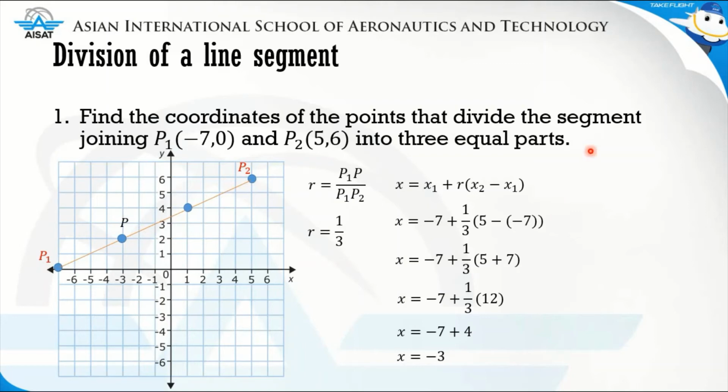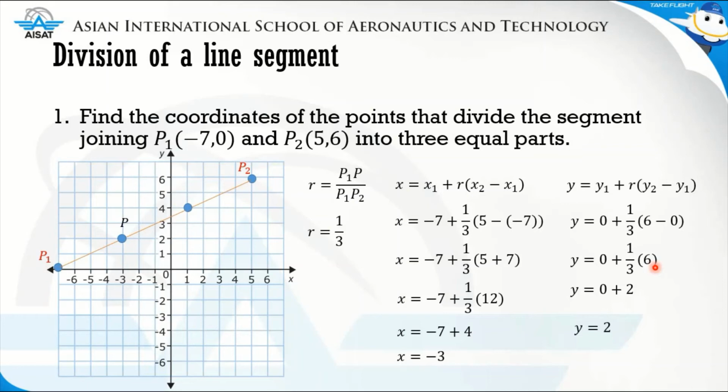Next is to solve for the y coordinate. That is y is equal to y sub 1 plus r times the quantity of y sub 2 minus y sub 1. Substituting the known values, the value for y sub 1 is 0 plus the value of r, which is 1/3, times the quantity of 6, which is the value for y sub 2, minus 0. Next is to simplify 6 minus 0, and that is 6. Multiplying 6 to 1/3, that is 1 times 6, that gives you 6, over 3, that gives you 2. So adding 0 and 2, you'll get 2. Therefore, the coordinates of the first point of division is negative 3, 2.